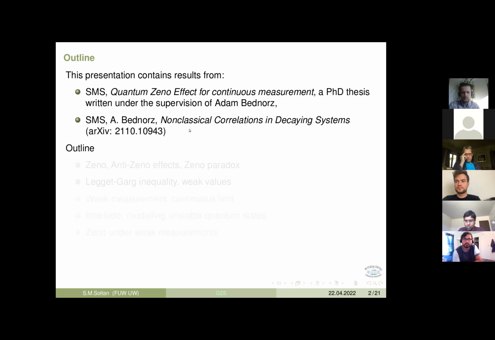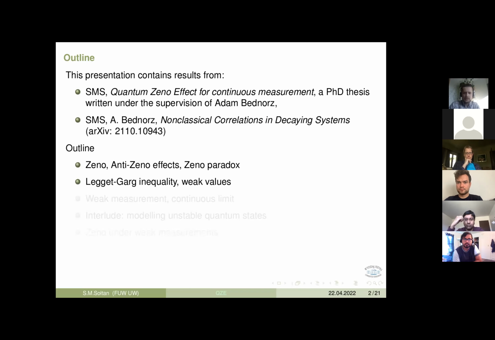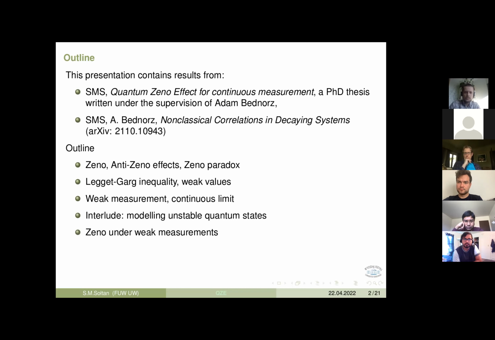The plan of the presentation looks more or less like this. I start with reminding what the Zeno and also anti-Zeno effect are. I'll discuss briefly the connection with some Leggett-Garg inequality. Then I introduce what I mean by weak measurements in this context and the continuous weak measurements. I'll try to make a brief interlude about modeling with unstable quantum states, and then go back to the topic, to the Zeno effect under weak measurements.